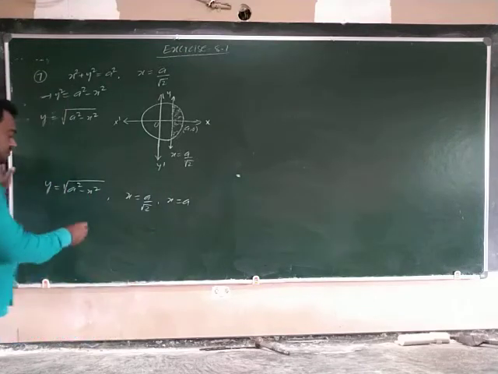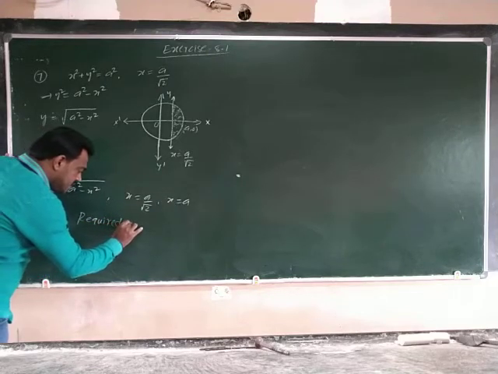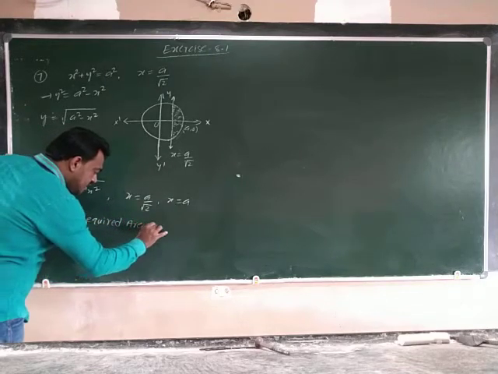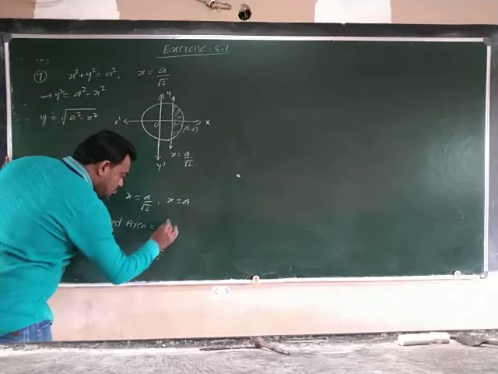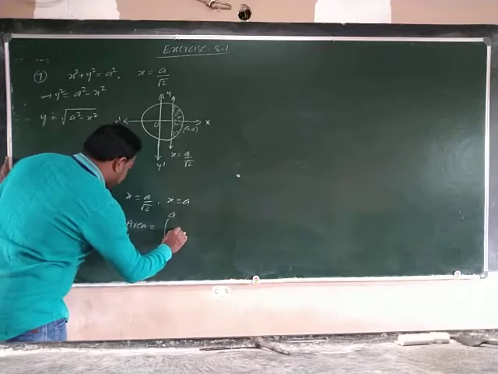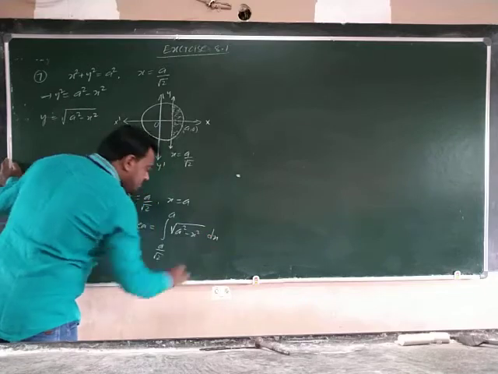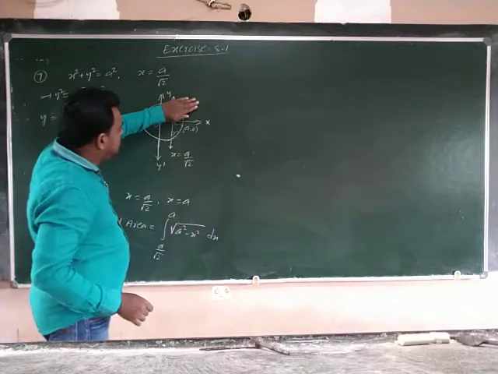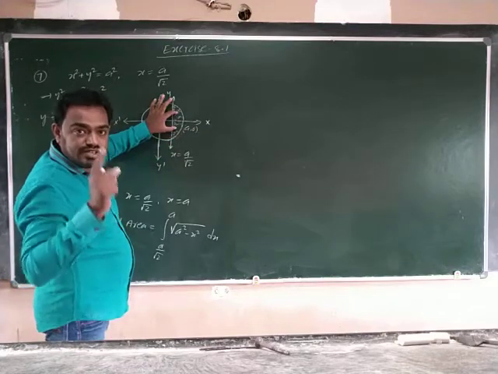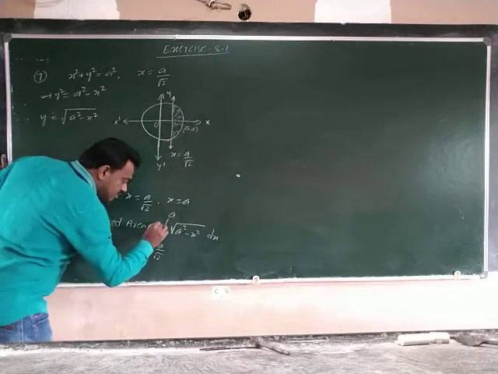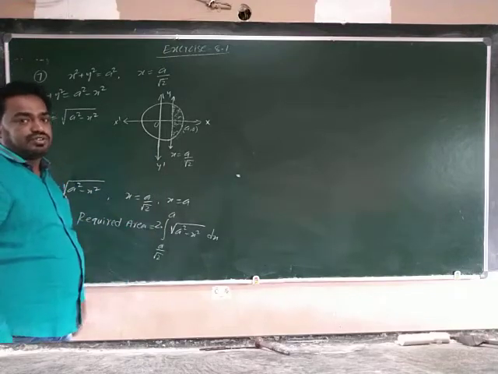So here the required area is equal to the integral from a by root 2 to a of f of x, that is the square root of a square minus x square, into dx. If we take this much, we are getting this part only. What about this one? These two parts are the same, so just multiply with 2. Understand? So this is our total A.